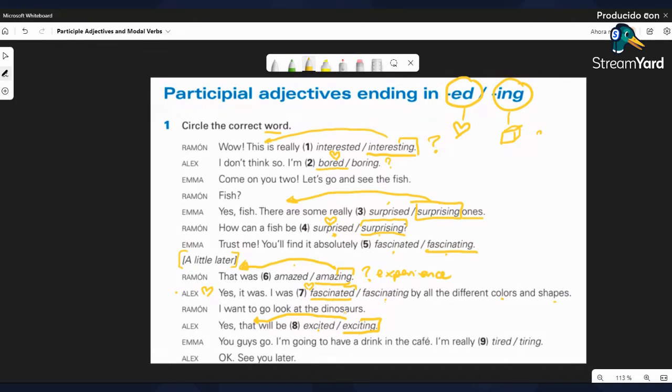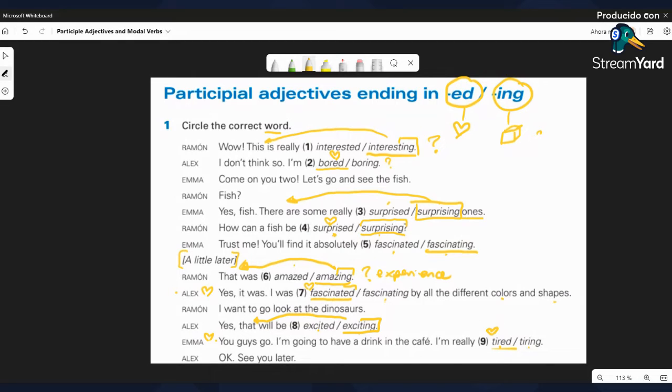And then Emma continues. You guys go. I'm gonna have a drink in the cafe. I'm really tired or tiring. What is the correct answer? Correct. Tired. That is correct because it's describing the feelings of Emma, as you can see here. You guys go. I'm gonna have a drink in the cafe. I'm really tired. Okay, see you later.